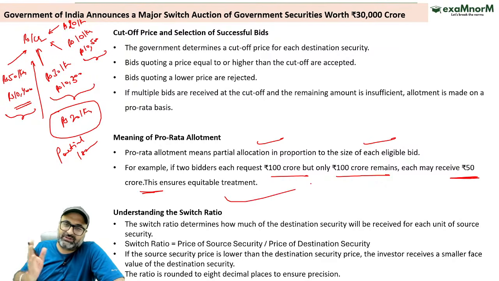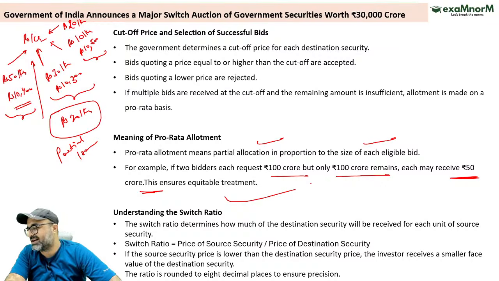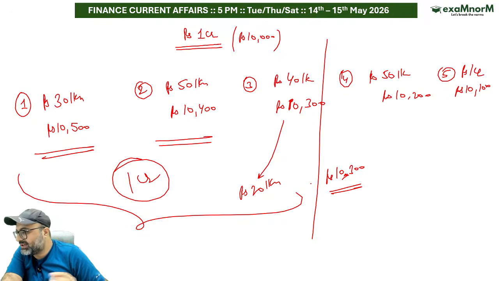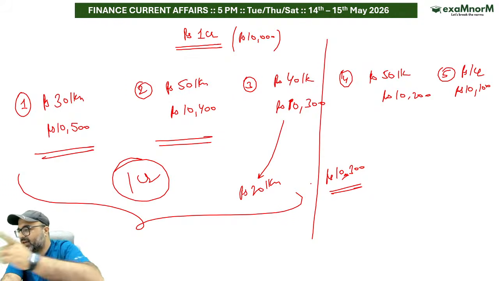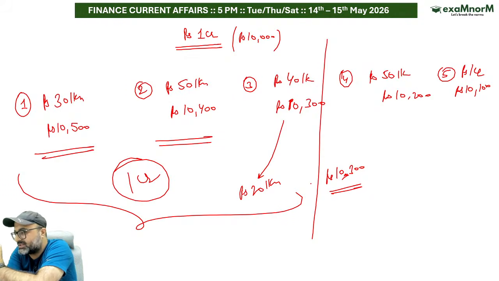And if there is only one bidder for 40 lakh, as in the example I took, and 20 lakh is available, they will give 20 and leave the remaining 20. But if a person switches his security but later wants to opt out before the new maturity date, yes, they can go to the secondary market and sell the security. That is correct, Ashley, that is correct.